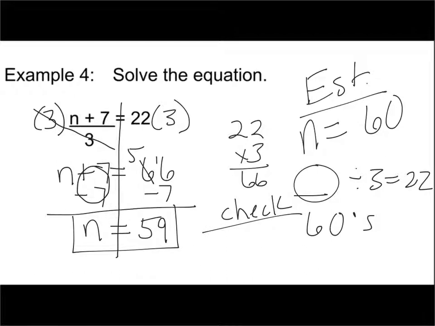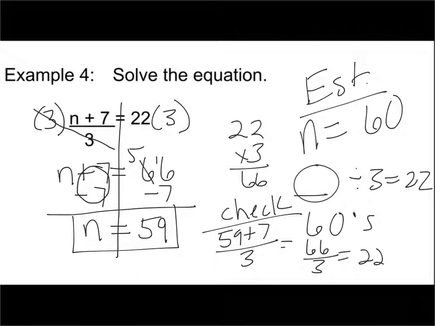So n plus 7, so we have 59 plus 7 divided by 3. All right, so 59 plus 7 is equal to 66, divided by 3 is equal to 22. I kind of ran out of room. It's a little messy, but it does in fact work.